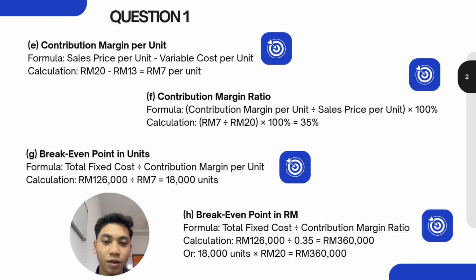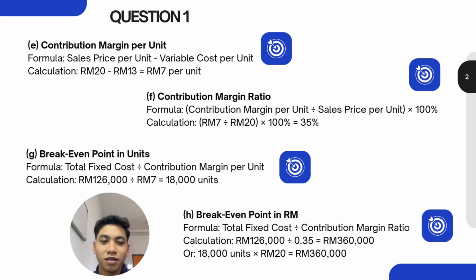The contribution margin per unit is obtained by subtracting the variable cost per unit from the selling price per unit, with a selling price of 20 ringgit and a variable cost of 13 ringgit. The contribution margin is 7 ringgit per unit. Based on this contribution margin, the contribution margin ratio is calculated by dividing the contribution margin per unit of 7 ringgit by the selling price per unit of 20 ringgit and multiplying by 100%. Therefore, the contribution margin ratio of the company is 35%.